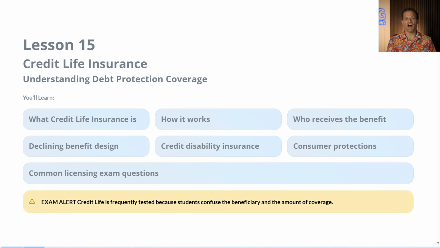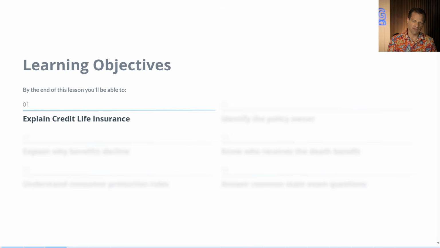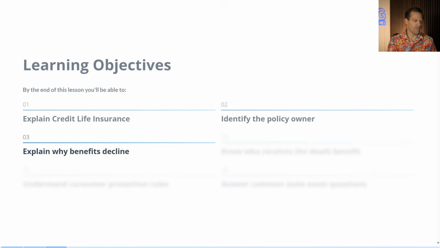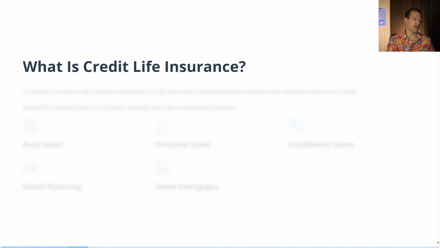So this is commonly on the exam. It's not super dense in this portion of the life insurance policy types, but it is covered. So we want to hit on the major notes here and just bang through this real quick so you understand the fundamentals of credit life insurance. You're going to be able to explain how it works, identify the policy owner, why benefits decline, know who receives the death benefit, understand consumer protection rules, and then answer common state exam questions.